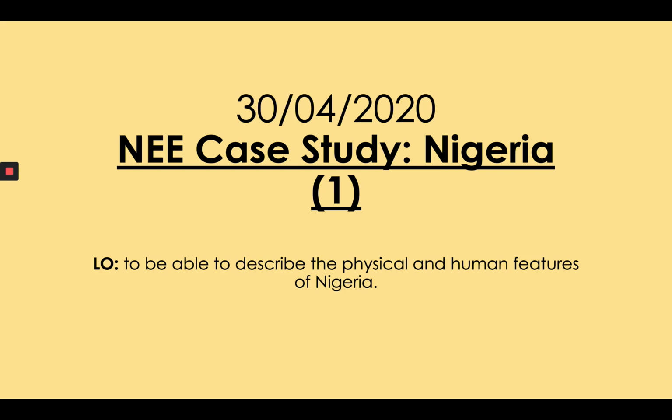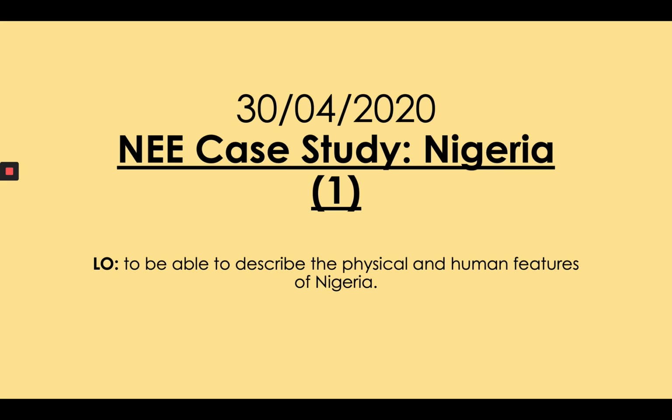Hello, welcome to lesson 19 of the Changing Economic World topic in GCSE Geography. This is the first lesson of our case study of an NEE, and we're focusing on Nigeria, a country in Africa. In this series of lessons, we will be looking at Nigerian development, the challenges it faces, and what it can do to develop further. You will understand how a NEE goes from an LIC to an HIC, and what might make it more successful.